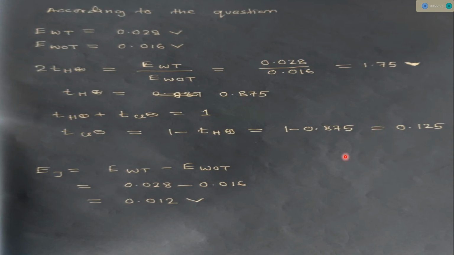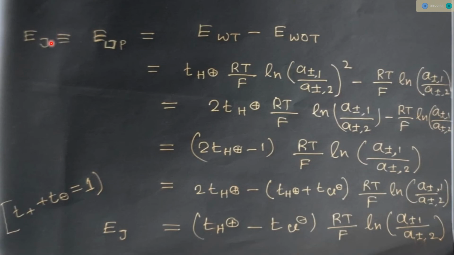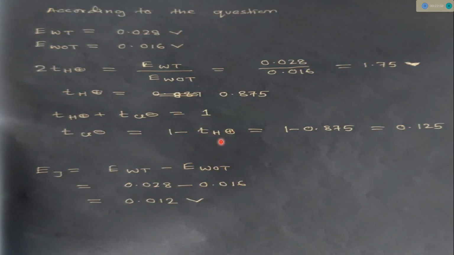Now we have got one answer. Now for the second answer, we have to find the liquid junction potential. We found the expression of the liquid junction potential: E_LJP, the liquid junction potential, is equal to E with transport minus E without transport. Since in the question these EMFs were given, we directly put in E with transport minus E without transport, and that is 0.012 volt.